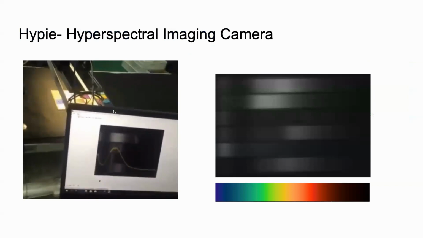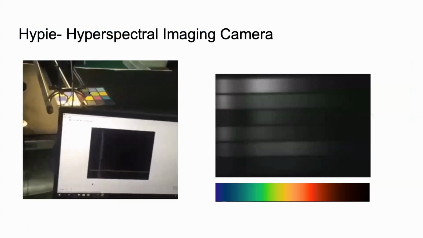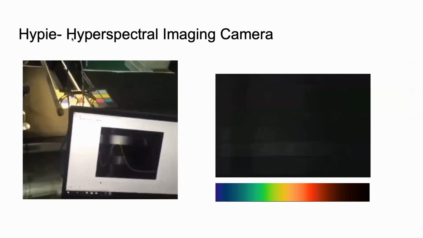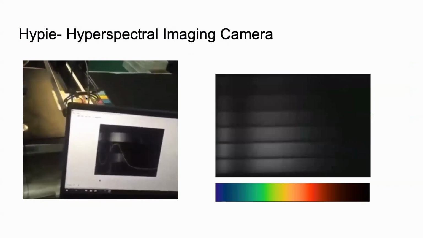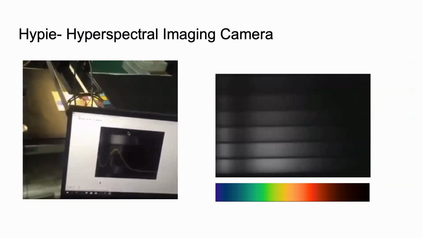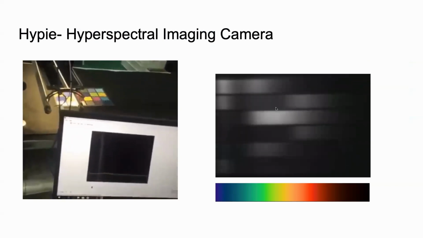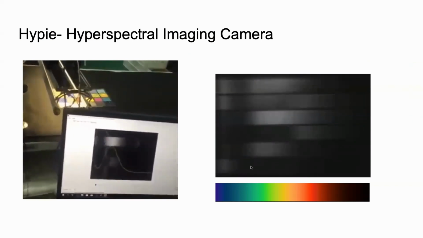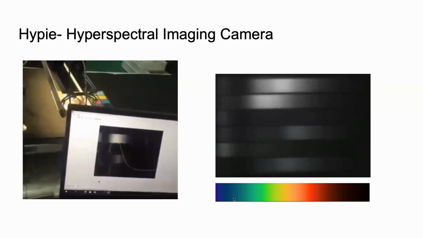So here it is in action. As you can see here, this is the chart, the color chart, and we have a hyperspectral camera on top, and we have a scanner here, and it's going through. So you can see what's happening in the screen of the laptop, or at least here you can see this is the interpretation of the image captured by the CCD.